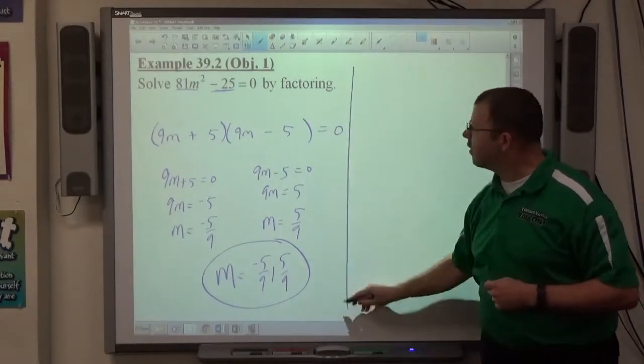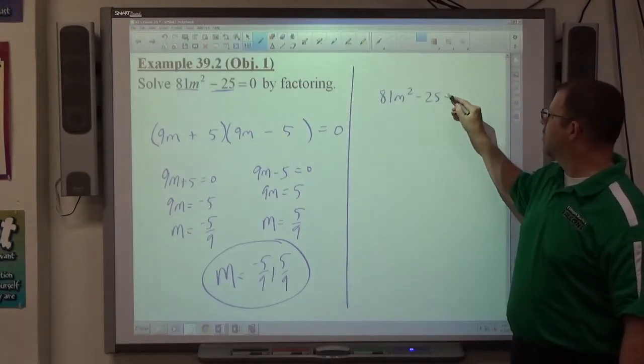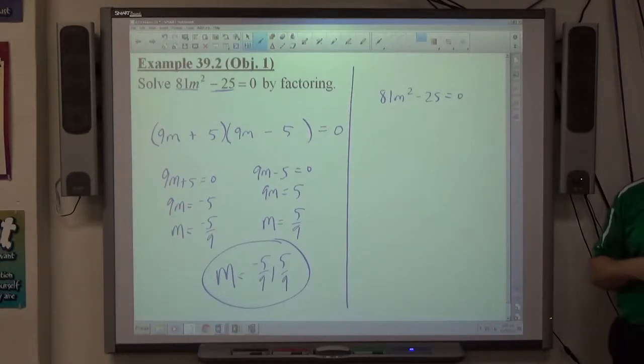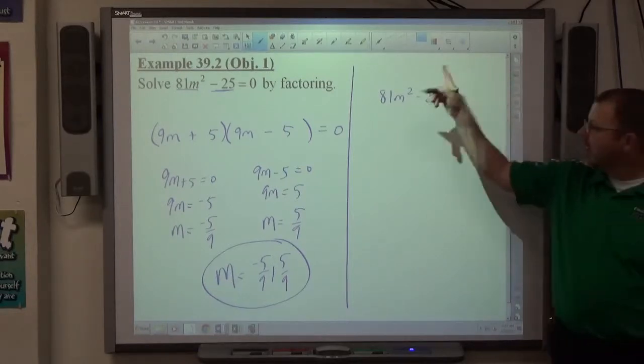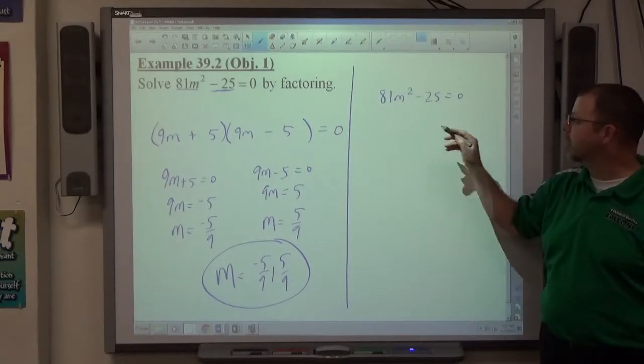And again, if we did it the other technique, 81m squared minus 25 equals 0. Just make sure that you verify that the technique is legal. By verifying the technique is legal, you're going through the thought processes necessary to know when it's possible to do it. I got a quadratic term, no linear term, and a constant equal to 0, so it's legal to do it this way.